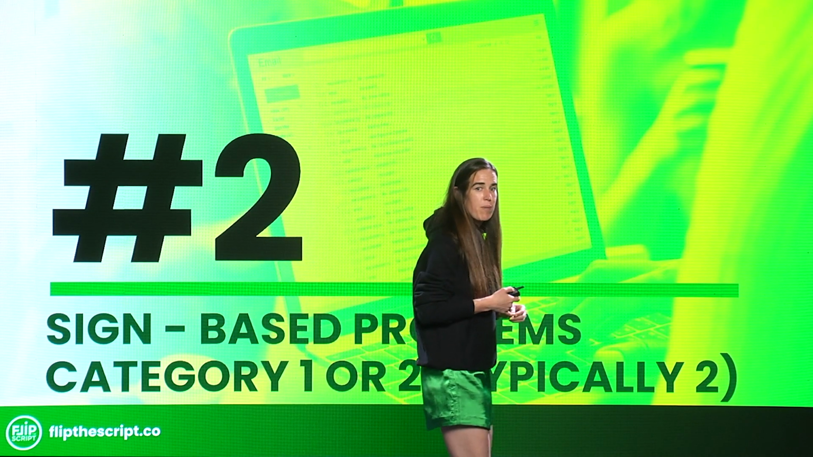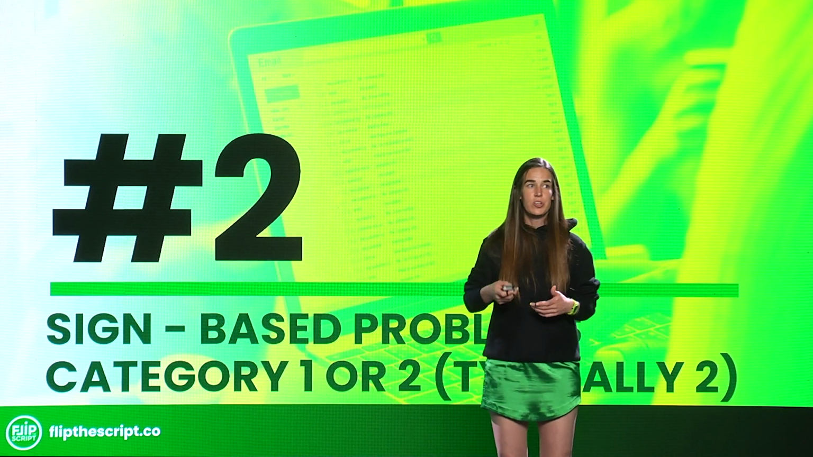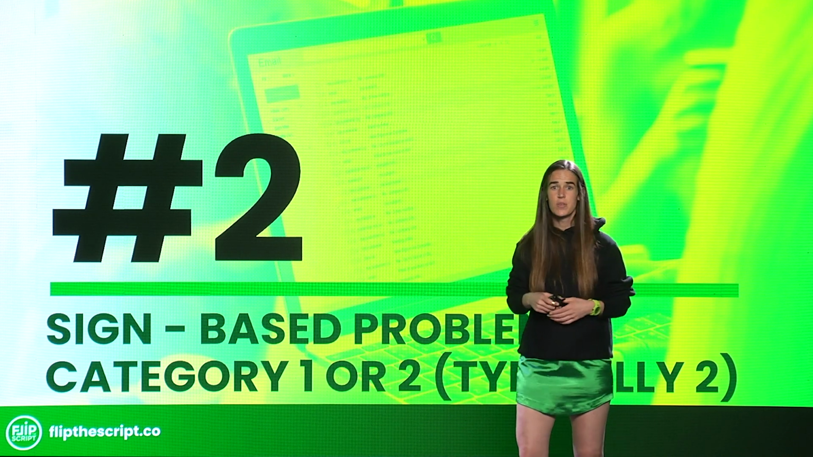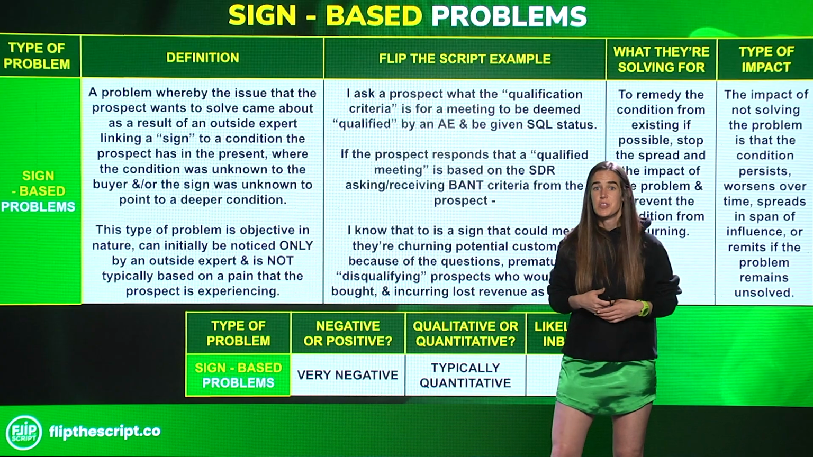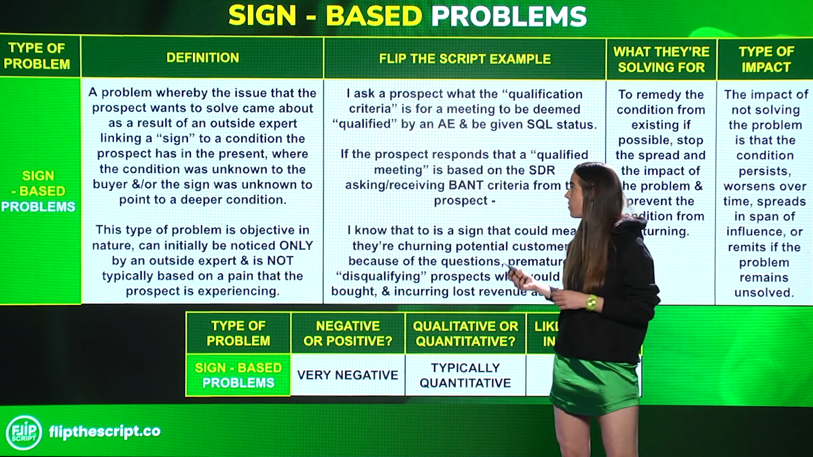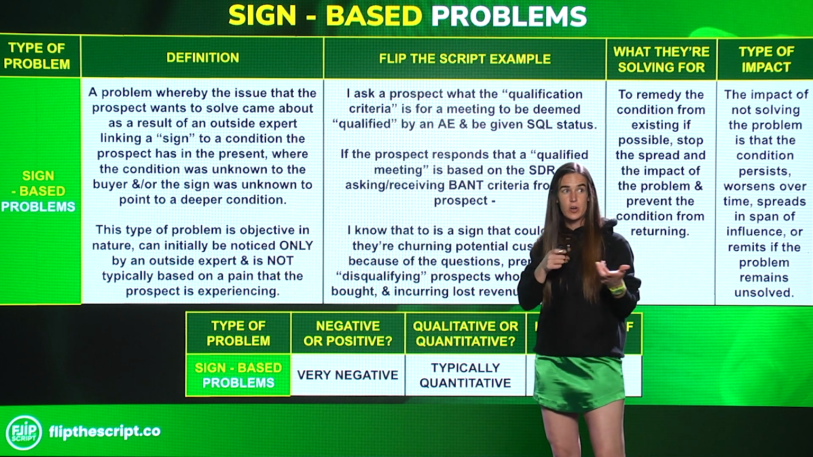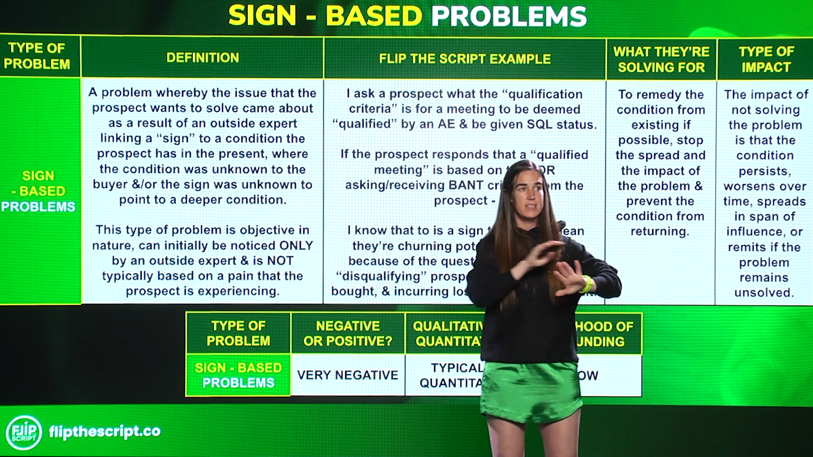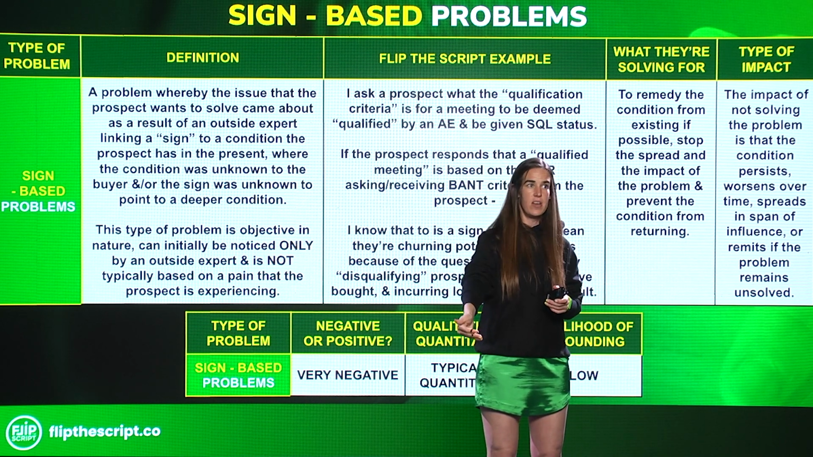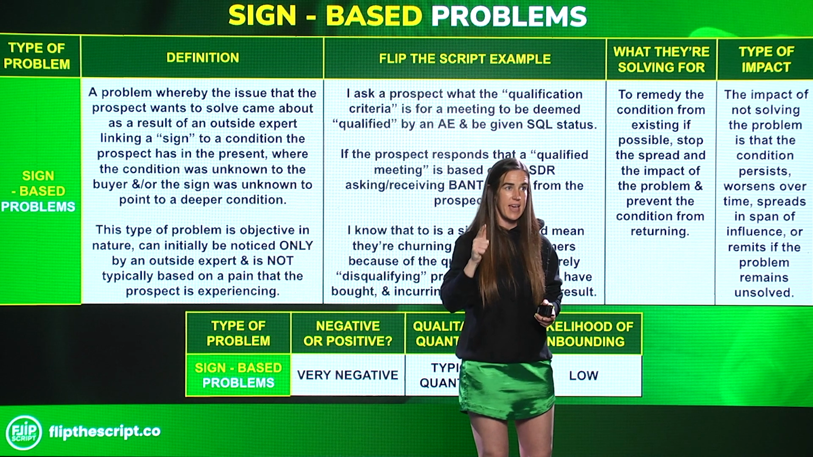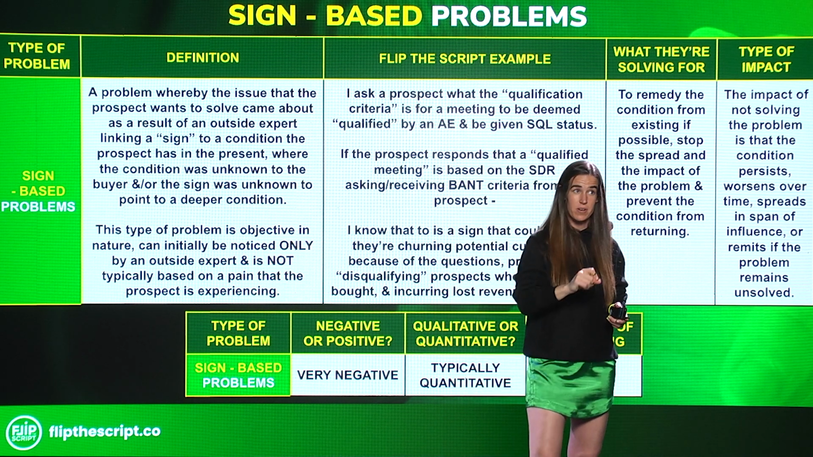The second type of problem, and this is category 1 or 2, meaning it's usually a negative problem in the current or the future, is a sign-based problem. A sign-based problem is a problem whereby the issue comes about when an outside expert notices, based on a certain amount of signs, something the prospect didn't know means they have a deeper condition. But I, as the outside expert, know that likely means they have a condition that needs to be confirmed.